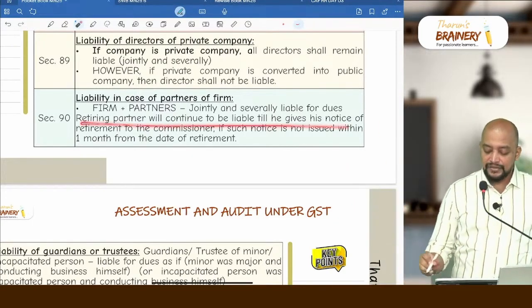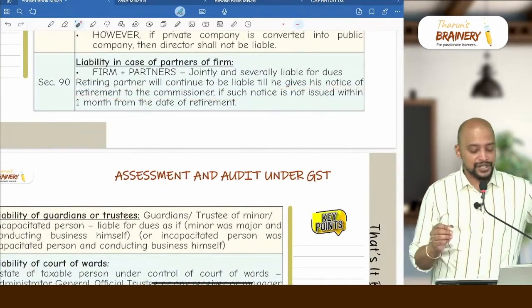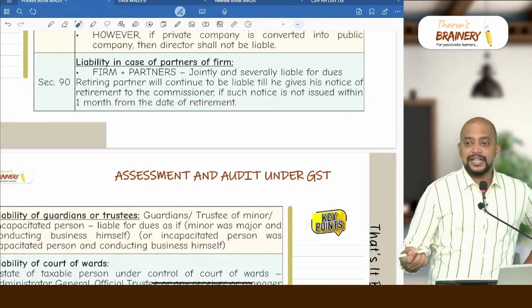So a retiring partner will continue to be liable until he gives his notice of retirement to the commissioner, if such notice is not issued within 1 month from the date of the retirement.